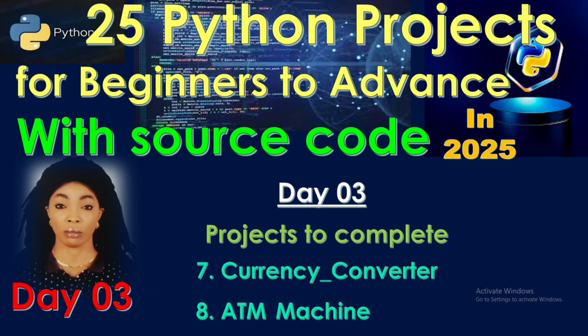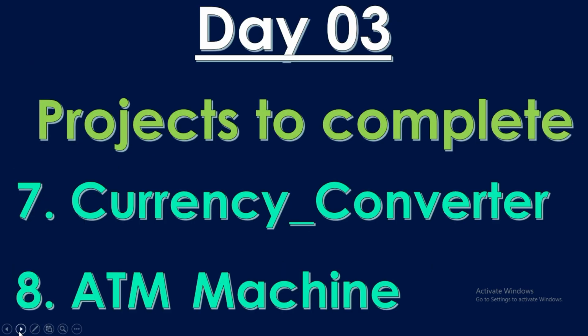So today is day 3 of our 25 Python projects for beginners to advance with source code in 2025. In this day 3, we are going to be seeing some projects. What are the projects to be completed? We have the currency converter and the ATM machine. We are going to see how to build our own currency converter and how to build our own ATM machine. Exactly, guys, that is what we are going to be doing.